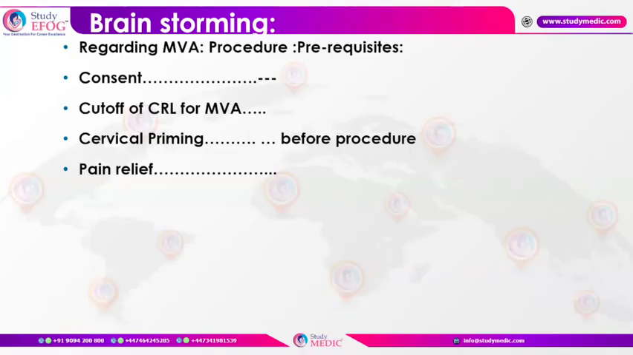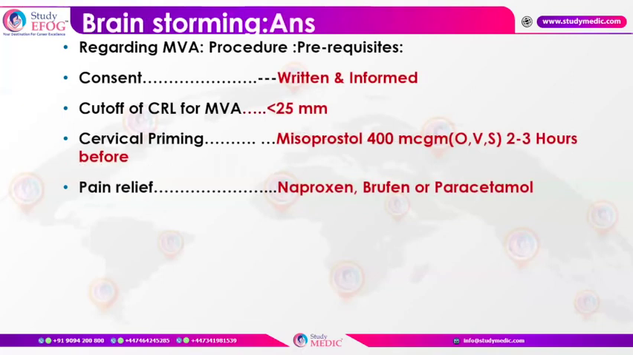So what are the prerequisites? Definitely we need the consent. It will be written and informed consent. The cut off crown rump length for manual vacuum aspiration is less than 25 millimeter. Cervical priming, yes, with misoprostol 400 microgram, given orally, vaginally, or sublingually 2 to 3 hours before the procedure. And definitely, if it is done under local anesthesia, we need analgesia with naproxen, brufen, or paracetamol.